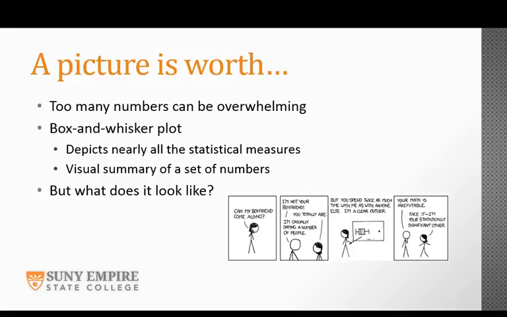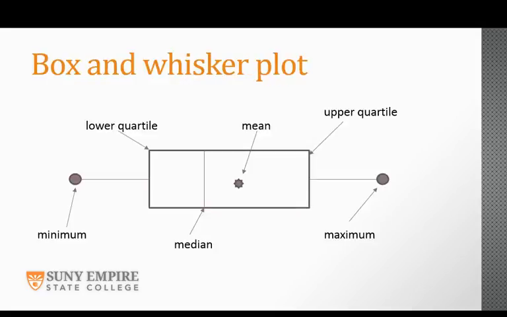But what exactly does a box and whisker plot look like? Oddly enough, a box and whisker plot looks like a box, with whiskers extending from either end of the box. However, each of those lines mean something specific. The whiskers depict the maximum and minimum of the set of numbers. The left end of the box is the lower quartile, and the right end of the box is the upper quartile. The line drawn in the middle of the box shows the median.